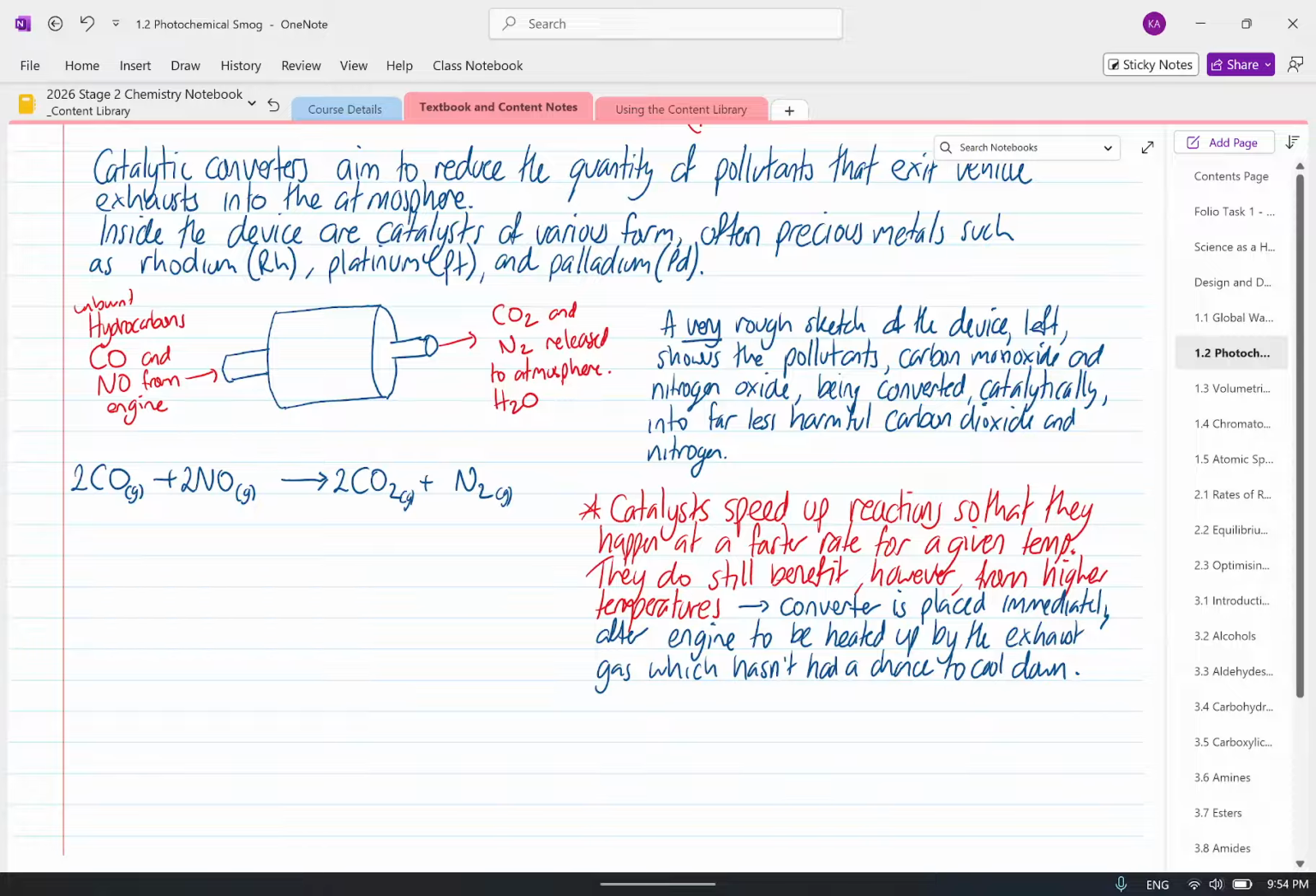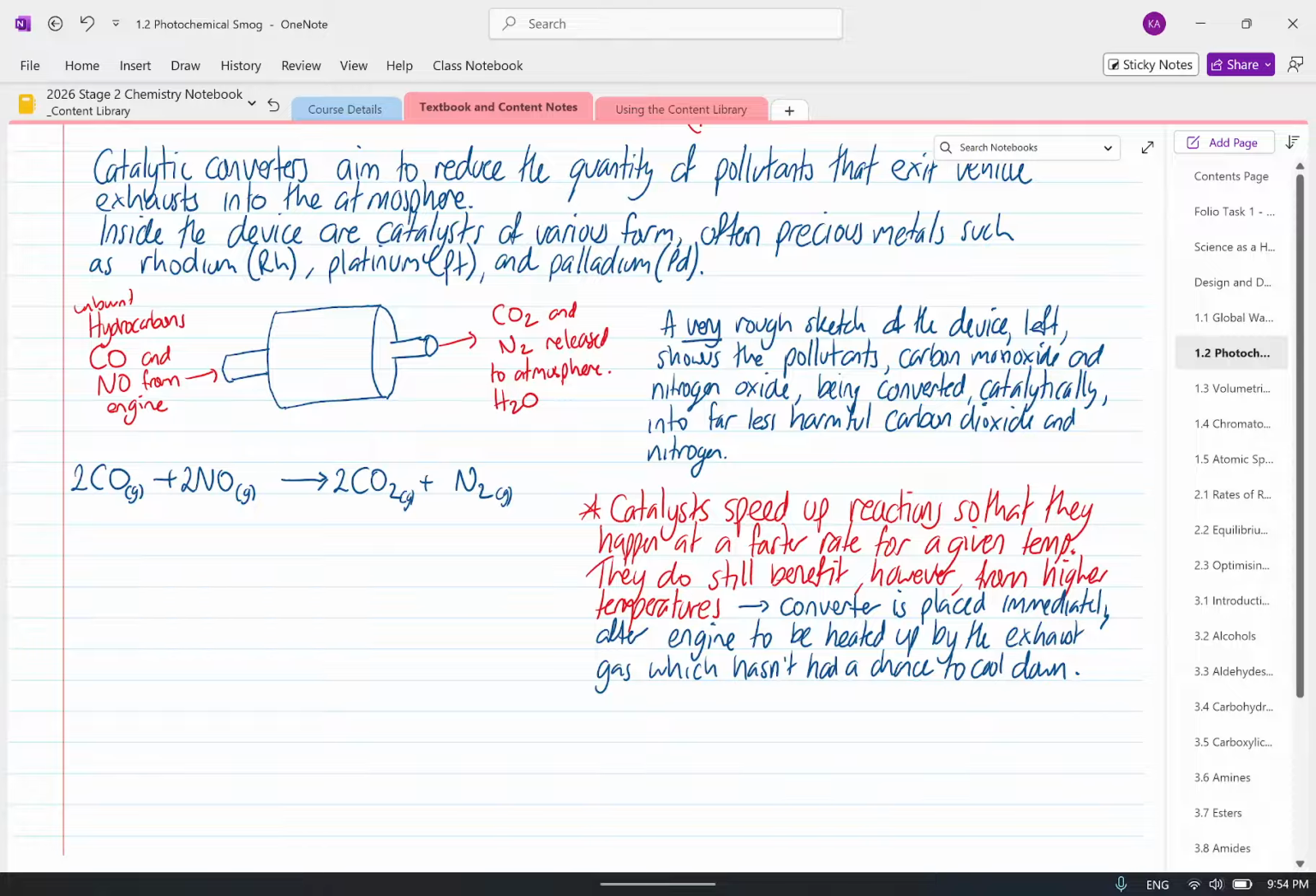So what this means is they place the catalytic converter right after the engine. The exhaust gas is as hot as it's going to get, and it doesn't have time to cool down as it moves down the exhaust. That means our catalytic converter is as hot as possible, which allows it to catalyze the reaction as well as possible. Another point which I haven't mentioned here is that until the catalytic converter warms up to operating temperature, it doesn't do a great job of catalyzing the reactions.